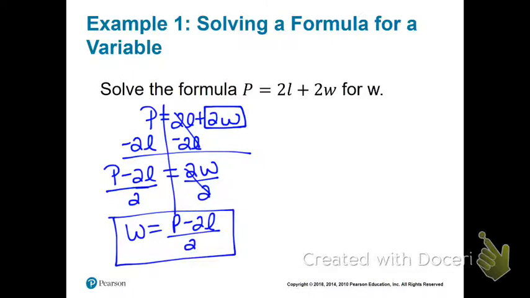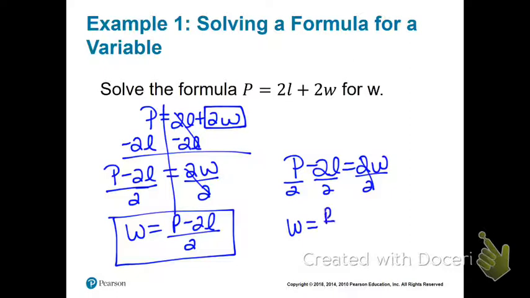Now, that's not the only way you can write it though, okay? If I'm dividing P and 2L both by 2, let me go back to the step here where I had P minus 2L equals 2W. We could have said we're going to divide everything here by 2. And if I'd have done that, I'd have got W equals P over 2 minus, and those 2's would have canceled and just got an L. So I could write it like that.